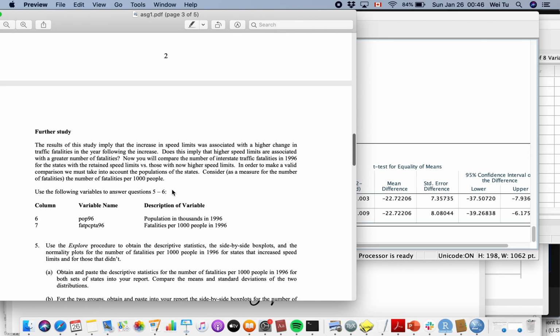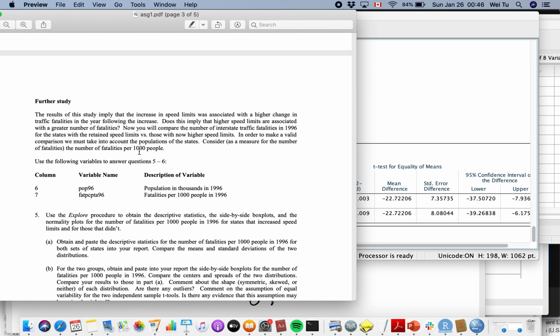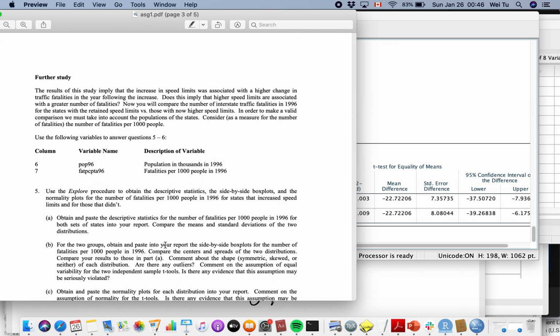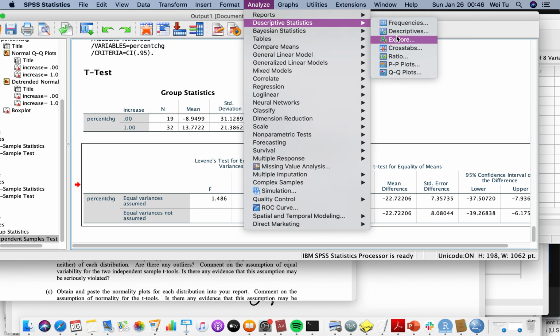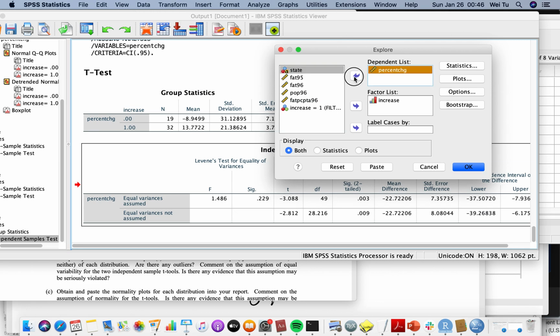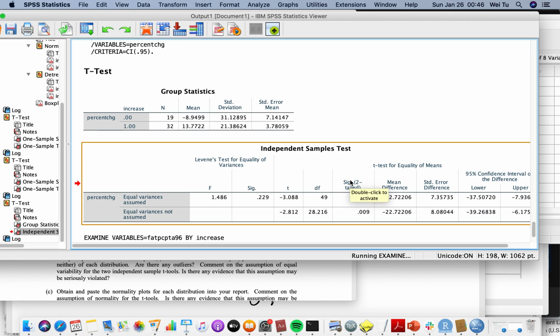And the second part, we're investigating a different variable. We're looking at not the change, but the traffic fatalities per 1,000 people in 1996, so we're using this new variable, FATPCPTA96. We're going to do the same thing first, the explore: the descriptive table, the box plot, and the normality plot. Let's do the explore again. Analyze, then Descriptive Statistics, then Explore, and instead of percentage change, we're going to use PCPTA96. We do OK. So let's take a look.